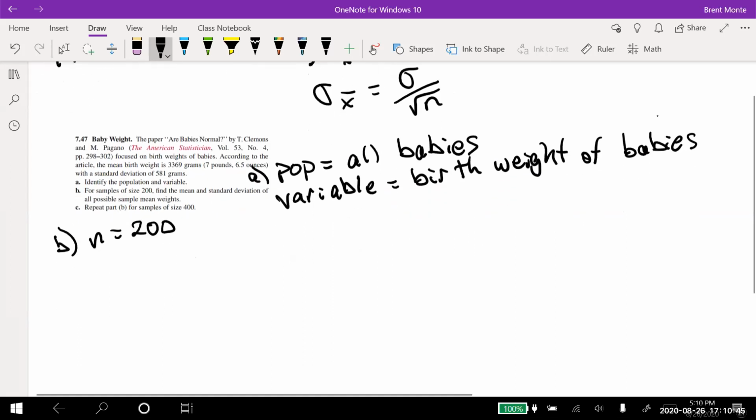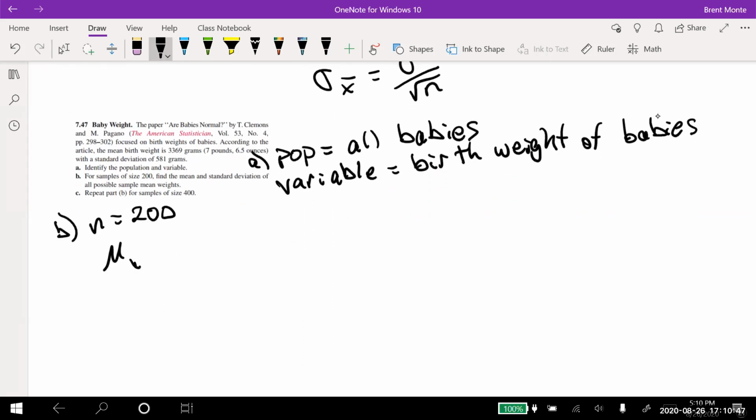Well, what do we know? We know the mean of all those samples of size 200 is going to be the population mean. Well, they told us the population mean was 3,369 grams. So we're guaranteed that the mean of all the samples of size 200 is also going to be exactly 3,369 grams. That's not going to change, which is good, because if we're trying to use a sample mean to predict the population mean, we want those sample means to have the same mean as the population mean.